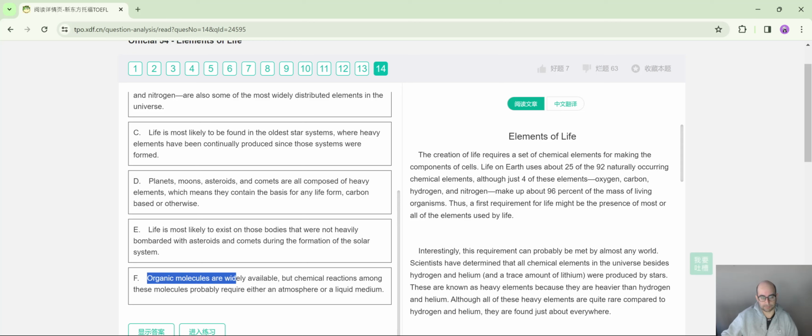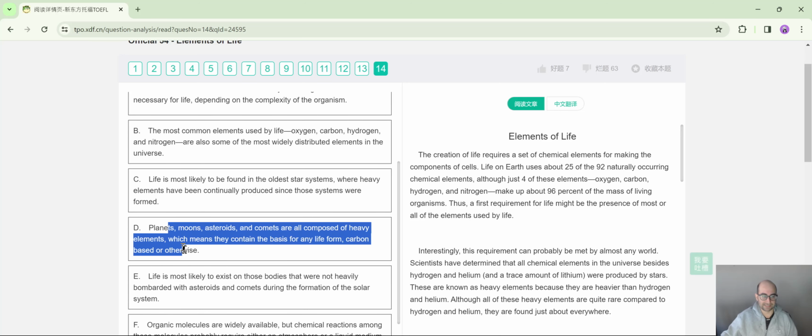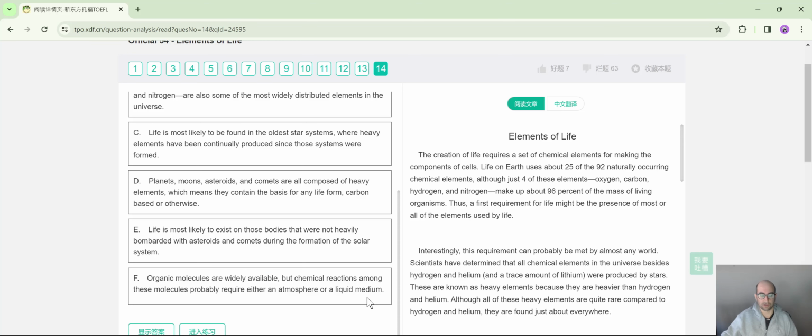Choice F, organic molecules are widely available. We did have a question near the end, right? Maybe it was question 12 about organic molecules and their interaction, remember that? So, are widely available, but chemical reactions, well, there you go. Among these molecules probably require either an atmosphere or liquid medium. Yeah, remember that. If they don't have this, they can't exist. That was in my question, and this was related to the answer to that question as well. So there you have it. B and D and F are our answers here.